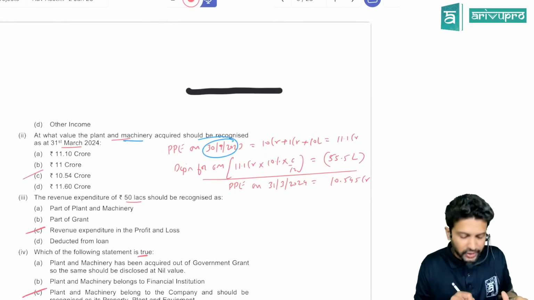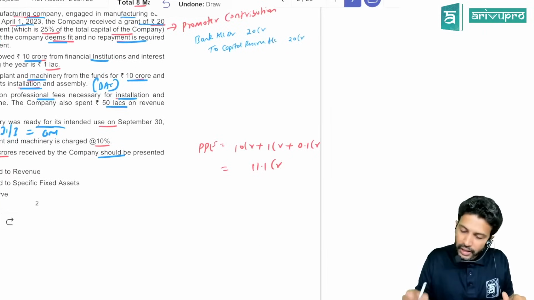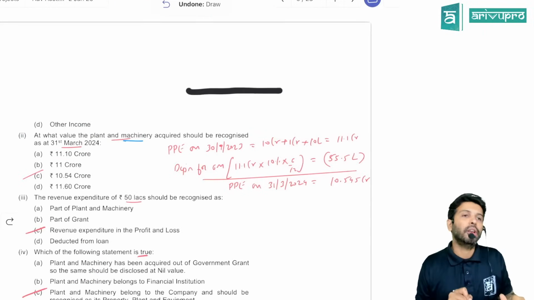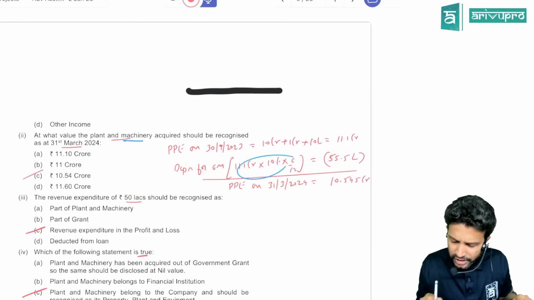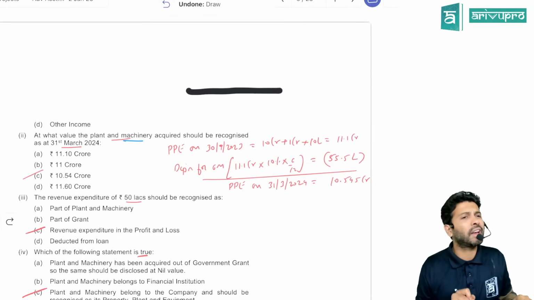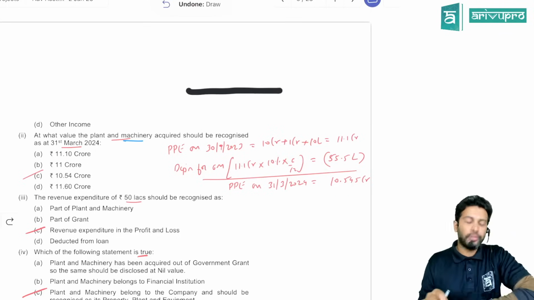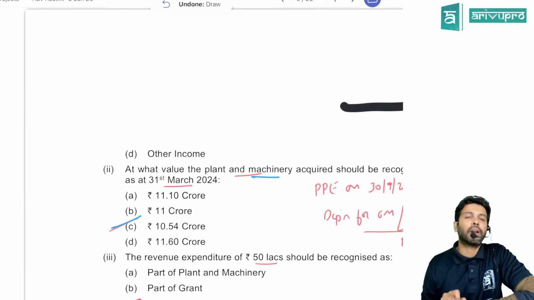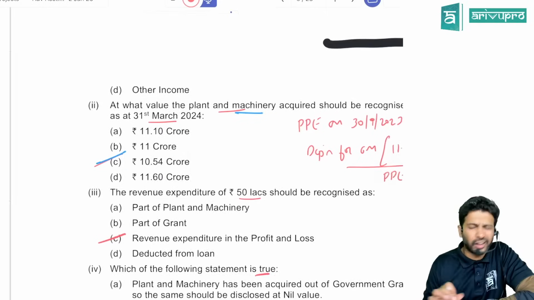Value of PPE on 30th September is how much? That we already got over here. Value of PPE on 30th September is 11.1 crores. Now in the current year you have to depreciate the asset for 6 months. So calculate depreciation on this for 6 months. You will get 55.5 lakhs. Reduce that. After that you will get the value of plant and machinery at the end of the year, which is 10.545. Which option has that? C for Chennai. So that's the value of PPE at the end of the year after depreciation.